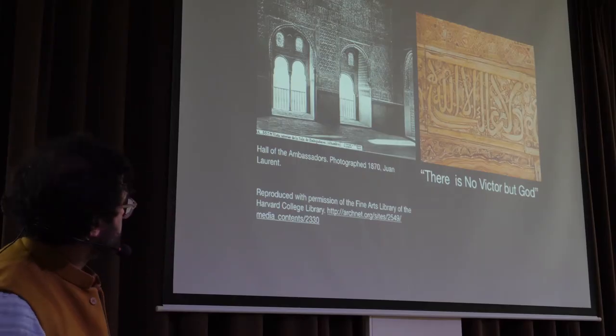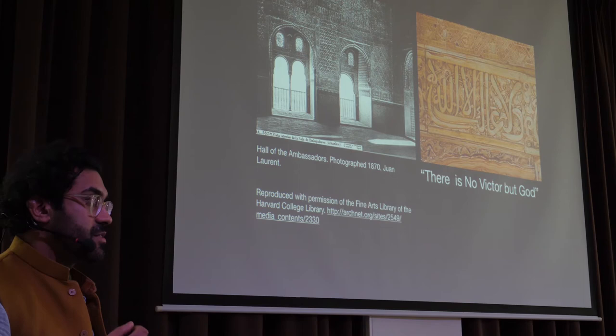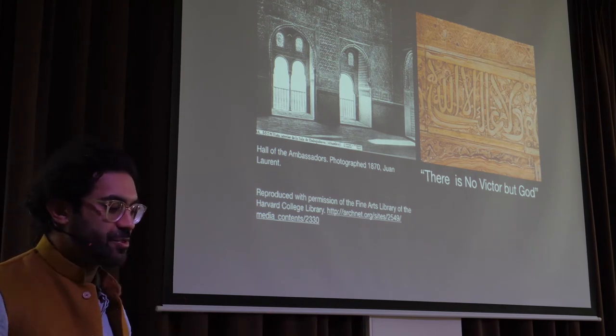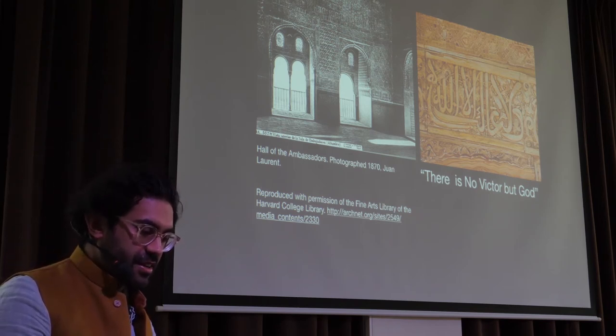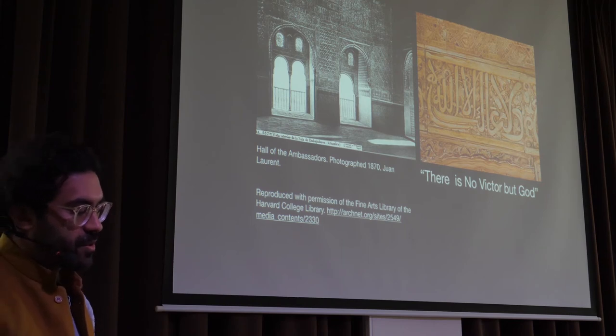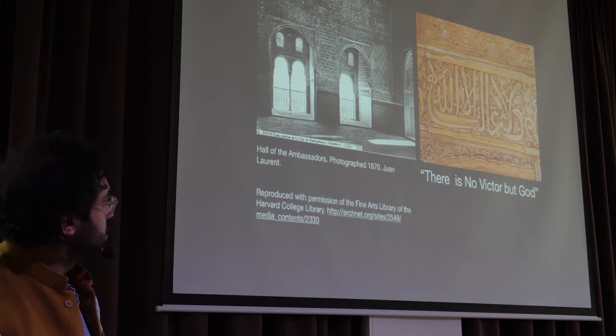I chose to use this older photo from 1870, which is one of the periods that we can track as one of where the concept of the Ummah is really emerging in other parts of the world at this moment. And it contains a heavy amount of inscriptions, but the one key inscription on the throne itself says that there is no victor but God.